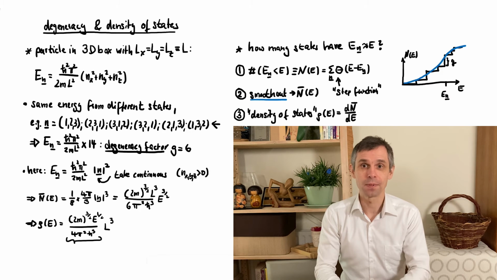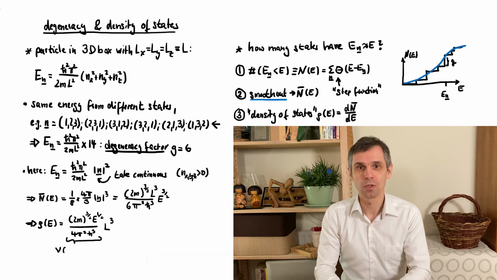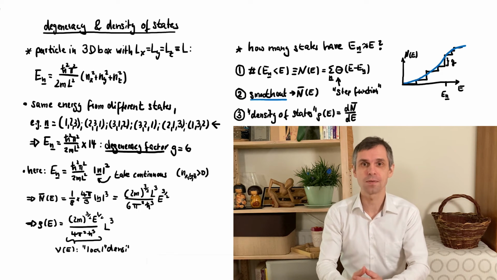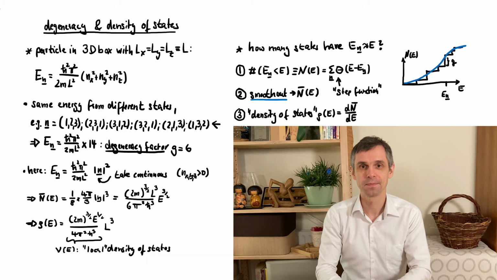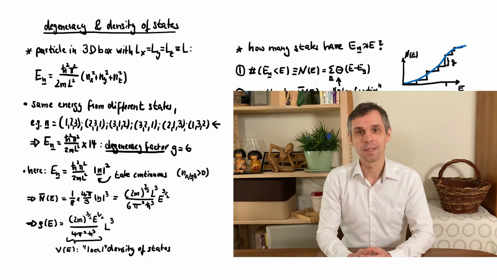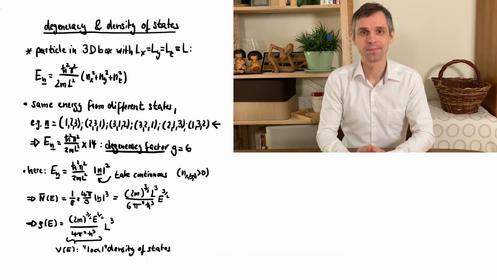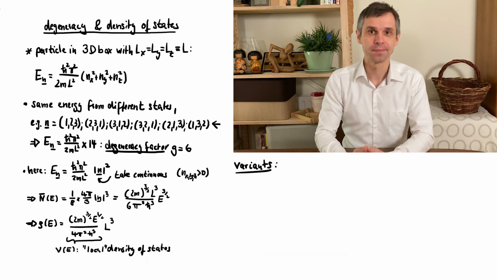As shown, it is simply proportional to the volume of the box, L cubed. So it is useful to extract the factor in front of this, which we call the local density of states and denote as nu. Well, the density of states, of course, depends on the problem, so there are some interesting variants. For instance, we see that our final expression for nu depends on the mass of the particle.